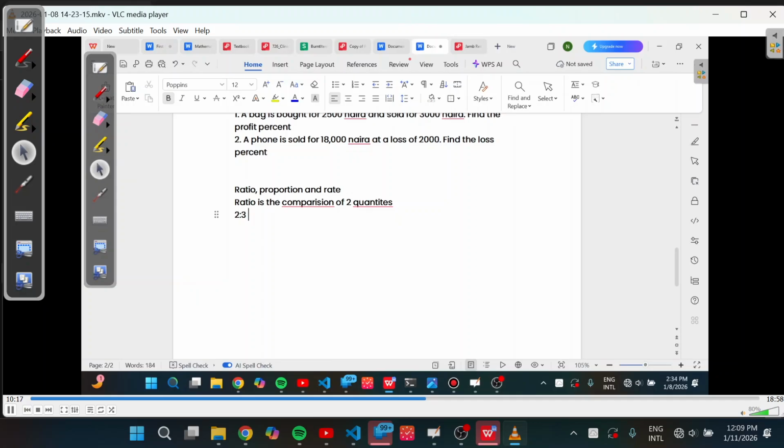If we take, for example, 2:3, it can also be written as 2 all over 3, or 4:5, which can also be written as 4 all over 5. Now let's look at proportion.